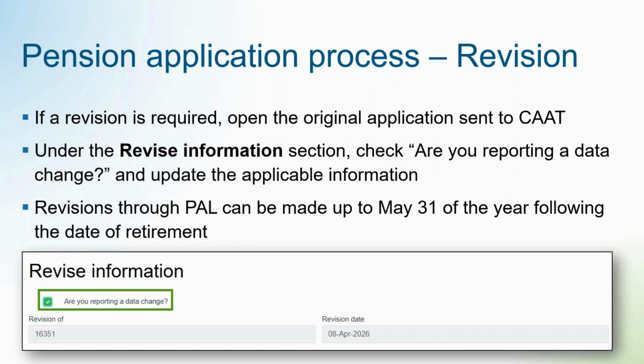Under Revise Information, check the box for Are you reporting a data change? This will unlock all the data fields. Proceed with updating the applicable information, and once complete, run validations and resubmit the application to CAT. We recommend making any revisions as early as possible so the member's pension reflects accurate information. Pension applications can be revised up to May 31st of the year after the retirement date. For instance, if a member retires April 30, 2026, the pension application can be revised up to May 31st, 2027.